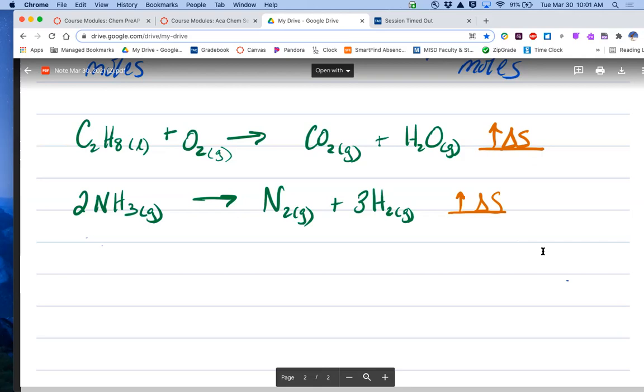So let's change this from liquid to gas, and that'll make this an even better question. So the C2H8, change it to gas. And that'll make this an even more cut and dried question. So it's gases all the way through. So change this to gas, and then it's 1, 4, 2, 4.